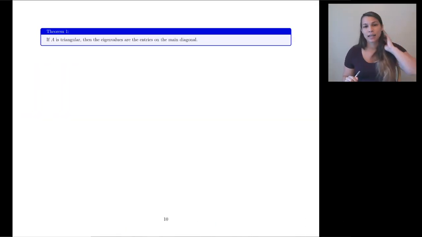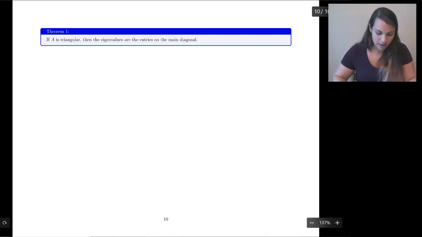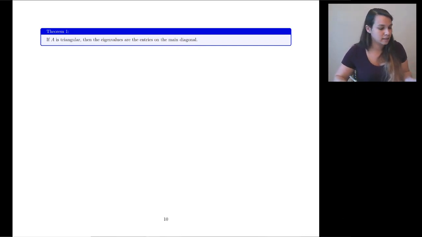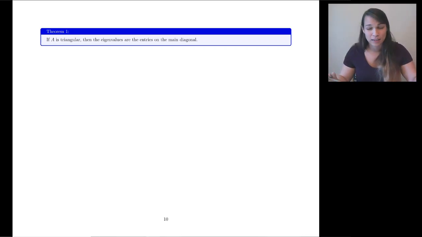Let's go over triangular matrices. So if A is triangular, then the eigenvalues are just the entries on the main diagonal. And this is less tedious to show. So we're going to go over this. And if the last one didn't make sense, it's okay. I was just trying to show that we're not pulling things out of nowhere. But this one, this is something that I would definitely expect you guys to understand.